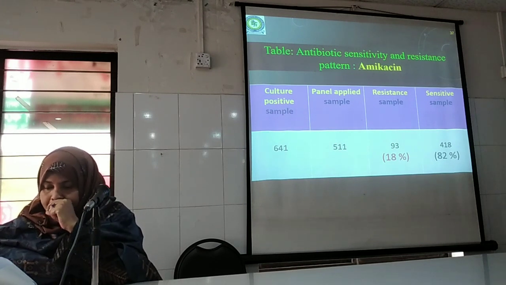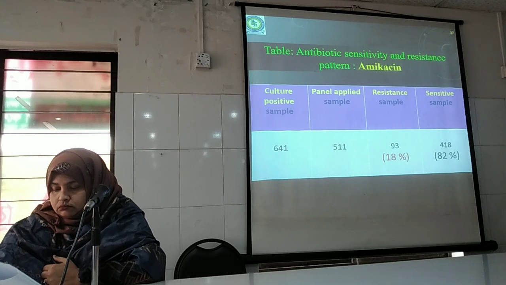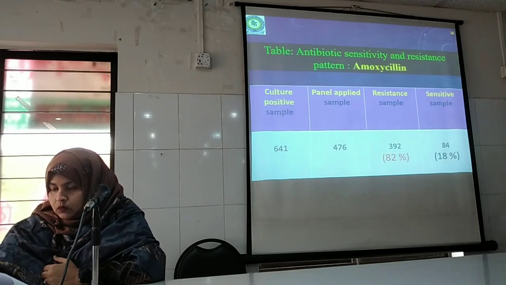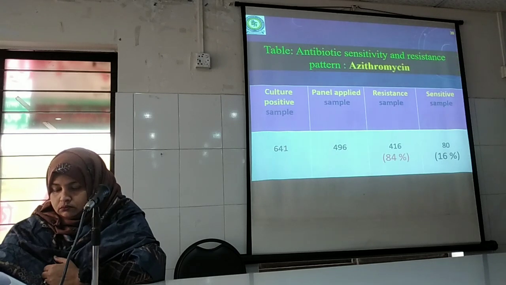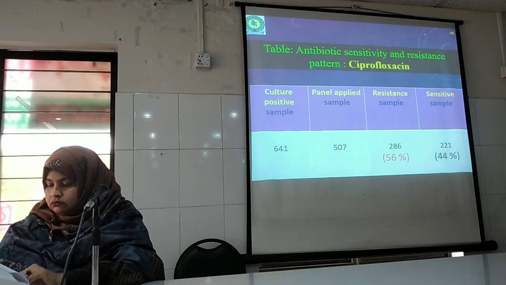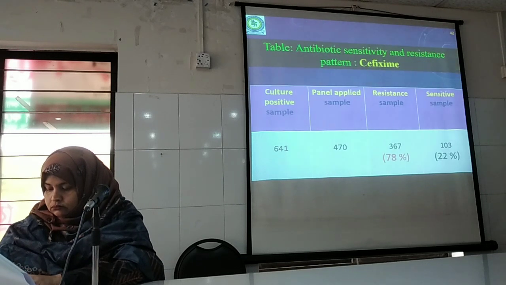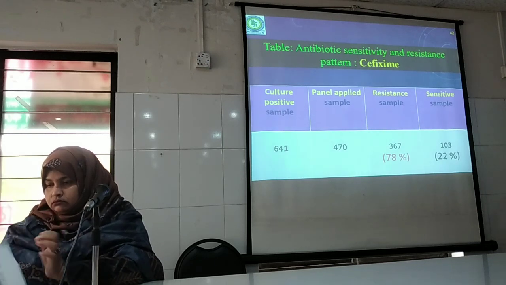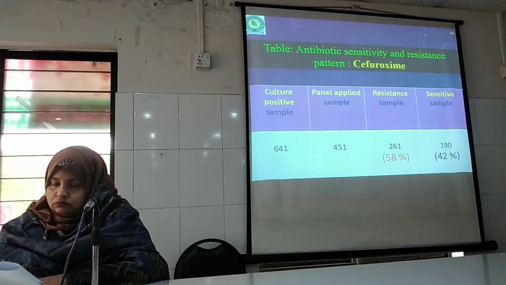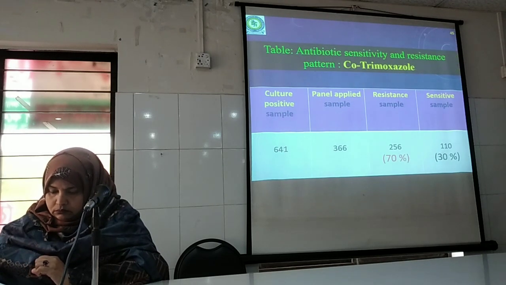Now, antibiotic sensitivity and resistance pattern individually. First one is amikacin: resistance was 18% and sensitive was 82%. Amoxicillin, resistance was 82%. Azithromycin, 84%. Ciprofloxacin, 56% resistance. Cefradin, 73%. Cefixime, 78%. Cefuroxime, 58%. Ceftriaxone, 61%. Cotrimoxazole, 70% resistance.